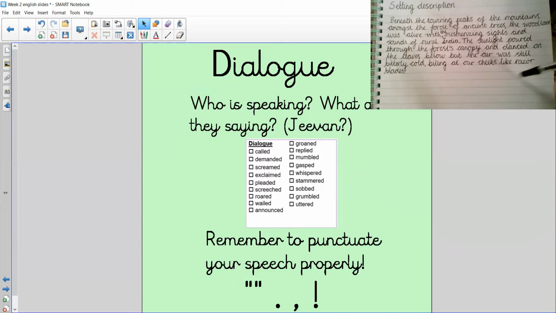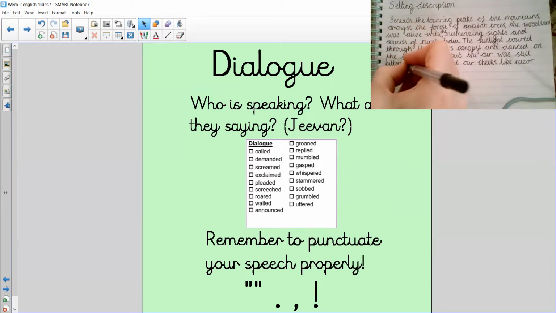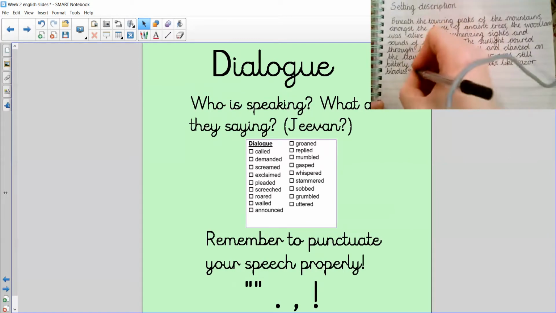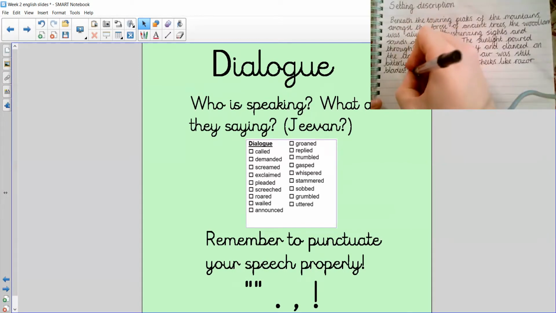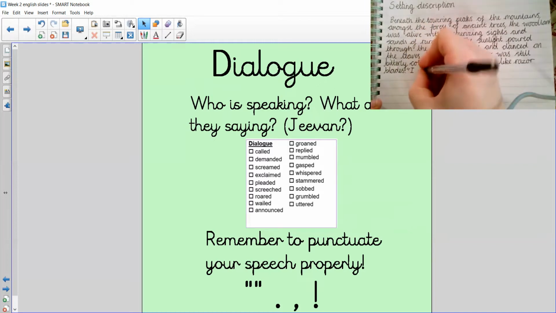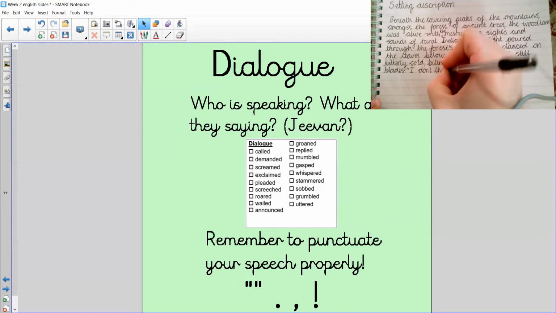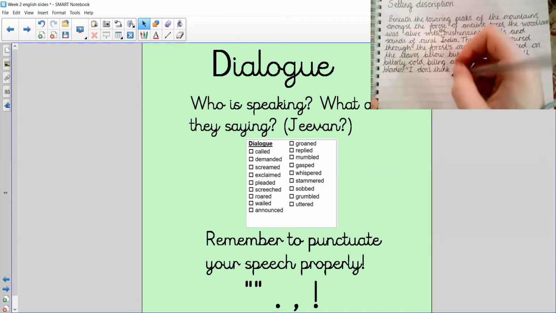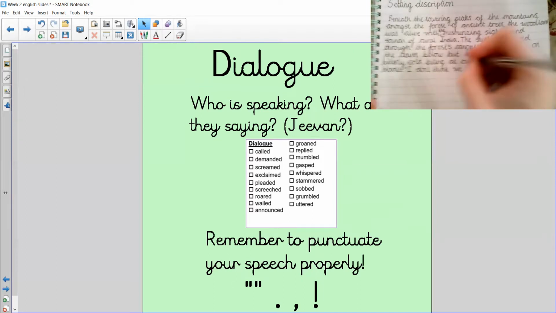Now, in my story, I'm kind of picturing they're in this kind of snowy woodland. It's very cold. It's a little bit mysterious. I think Jeevan's feeling a bit nervous. Okay, so I'm going to start my speech with my inverted commas. And I'm going to say, what is Jeevan saying? Well, he's saying, I don't think we should go in any further, Asha.